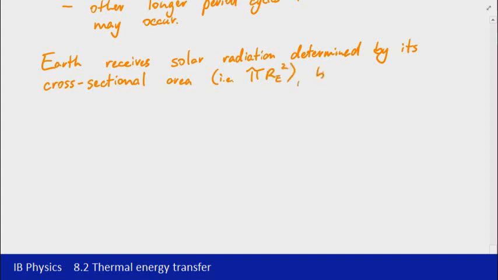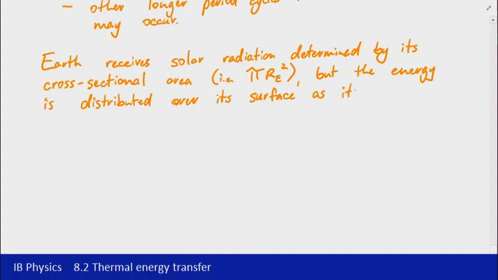But that energy is actually distributed over the surface of the sphere. And so we've got a slight difference in those two considerations. And the reason why it's distributed over its surface is that the Earth rotates, and so we see that the area in that case is the surface area of a sphere, which is given by 4 pi r squared.